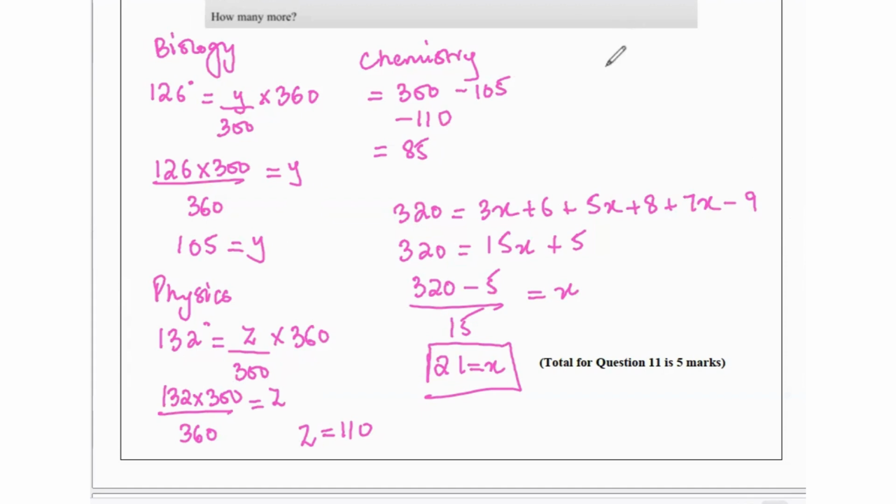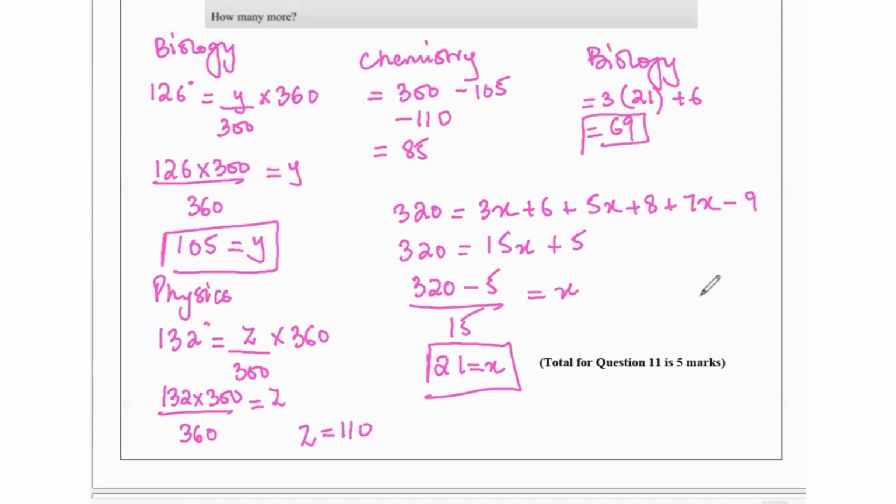So biology is 3 times 21 plus 6, which equals 69. So how many more like biology in year 10? We will subtract the 2. So 105 minus 69, that's 36. So 36 students, so 36 more students like biology in year 10 as compared to year 11.